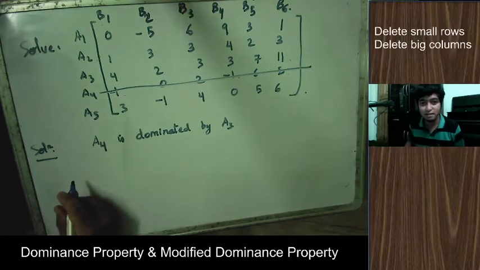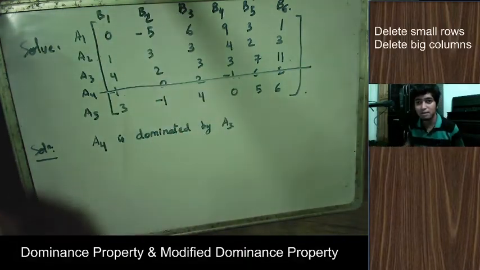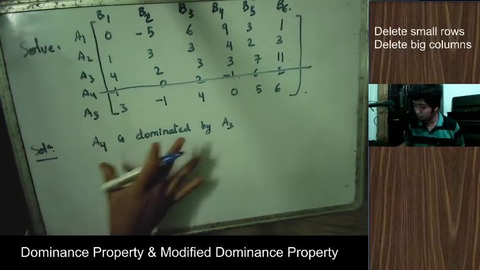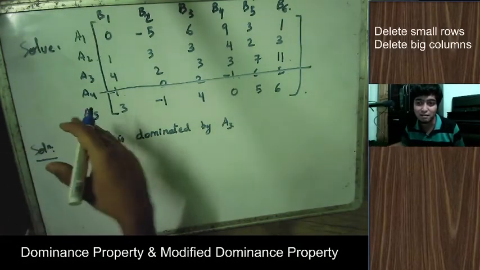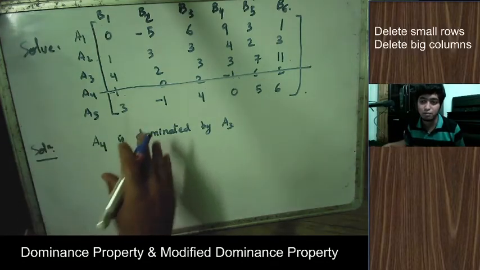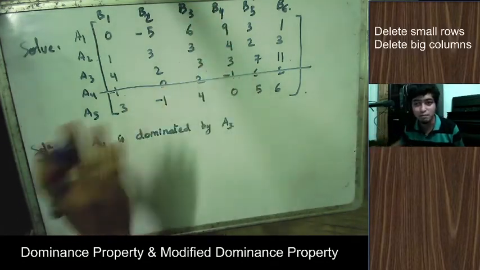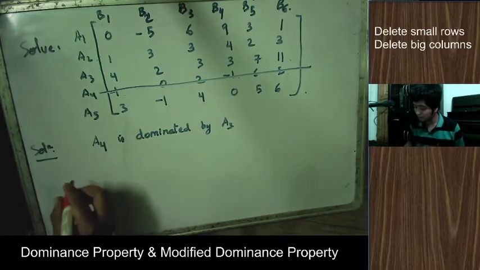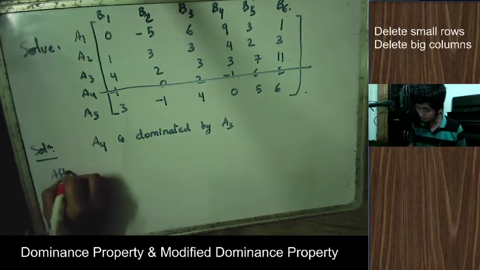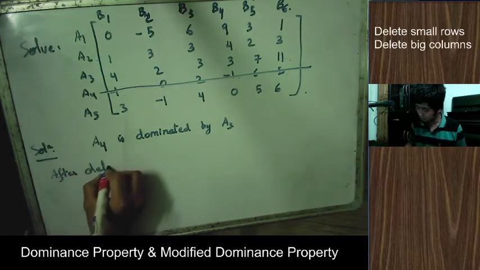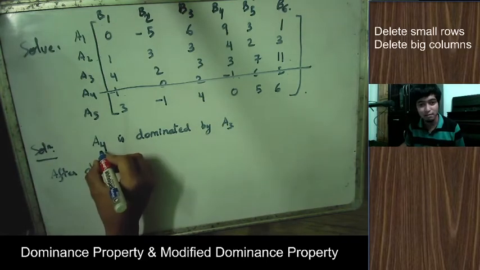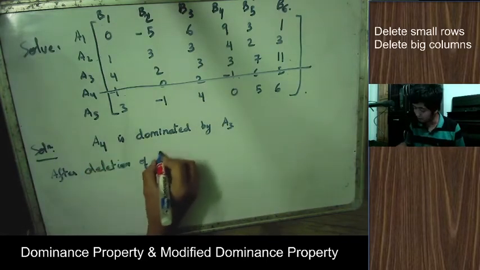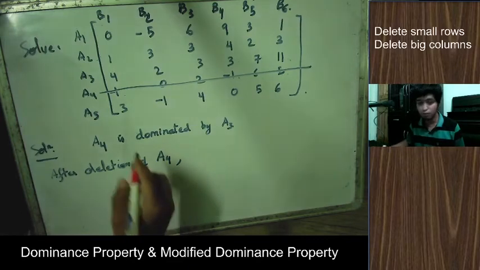After deletion, we can again use that property. We can go with rows or we can go with columns at any instance. It doesn't matter how you choose. Similarly, you can go with columns first. Because A4 is dominated by A3, we have to delete A4. After deletion of A4, what will we have?